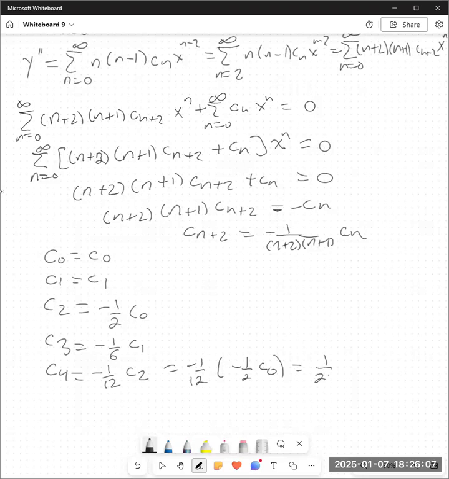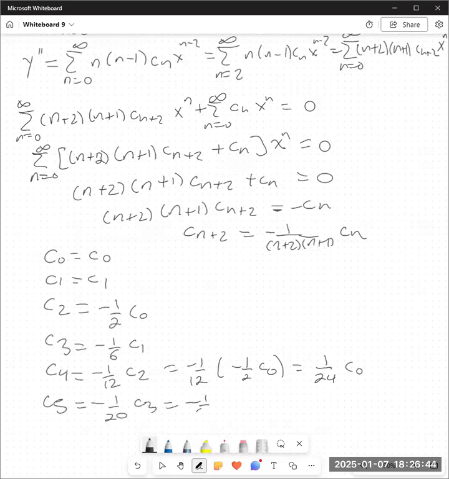So that's 1/24 c0. I don't know if you see the pattern of the factorials on the bottom here, but this is 0 factorial, 1 factorial, 2 factorial, 3 factorial, 4 factorial. The next one is going to be 5 factorial. So we're going to have a positive here as well, but this is going to be, let's see, negative, and then that's going to be 5 times 4 is 20.